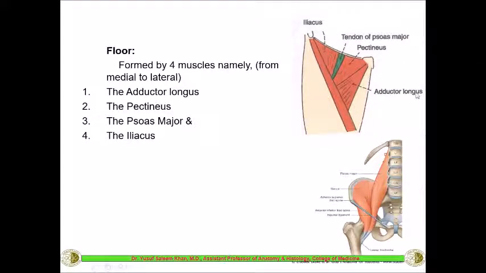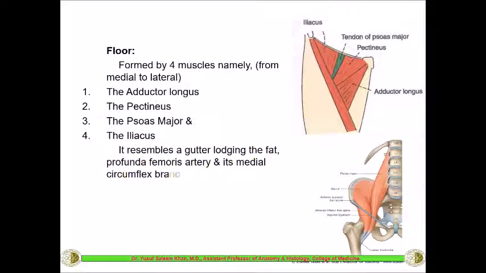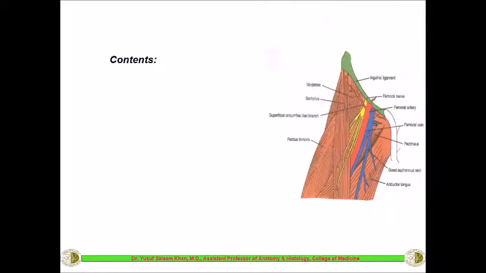So here you can see the psoas major muscle, and this is the iliacus, which is coming from the iliac fossa. So these two together form a gutter-like thing, and these two together are called the iliopsoas. It resembles a gutter lodging the profunda femoris artery and its medial circumflex branch of the femoral artery. So these are the two muscles which form a gutter, the iliopsoas.